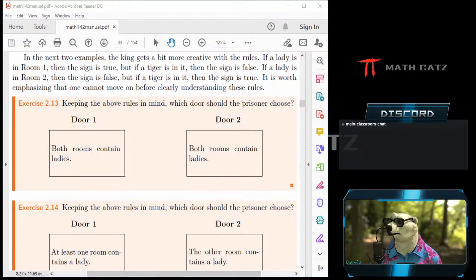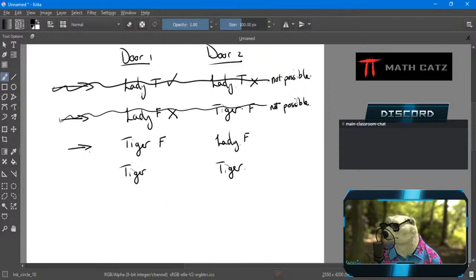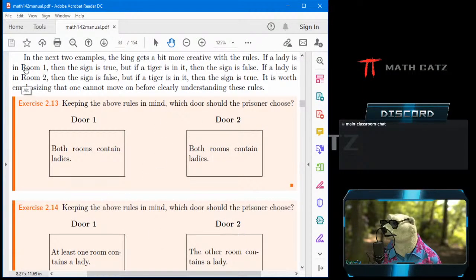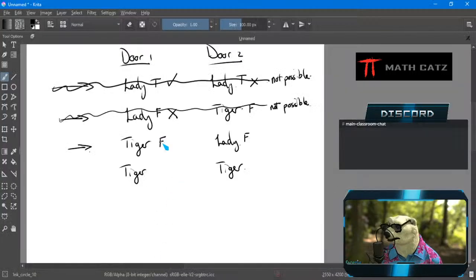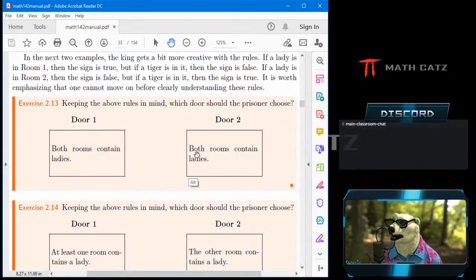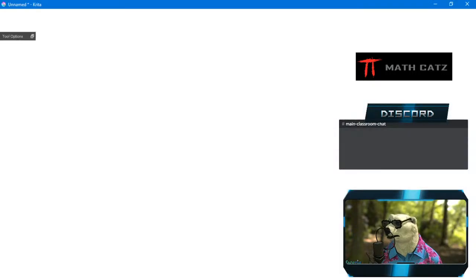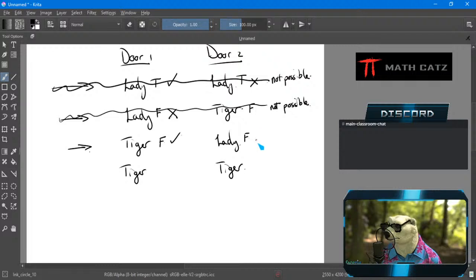Under my assumption, door 1 behaves this way, but the king says that if a lady is in room 1, then the sign is true, tiger in it, the sign should be false. Well, I have a tiger in it. The sign should be false, it is false, so everything matches up. If a lady is behind door 2, the sign should be false. I got a lady. My sign is false, so that also matches up. So everything is consistent with how the king says the doors should behave.